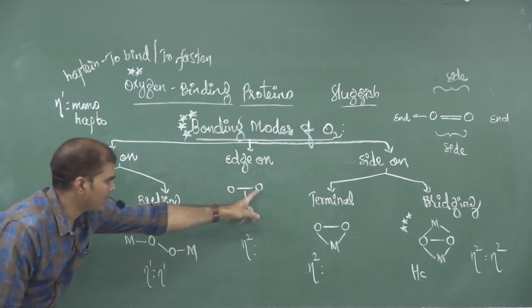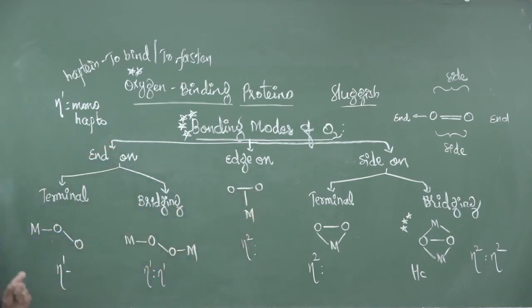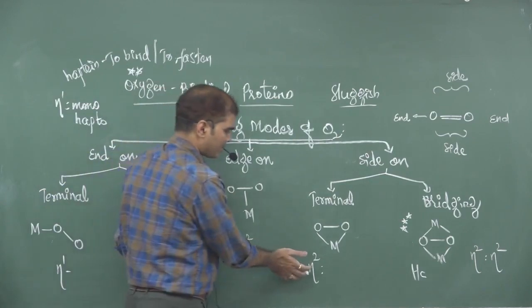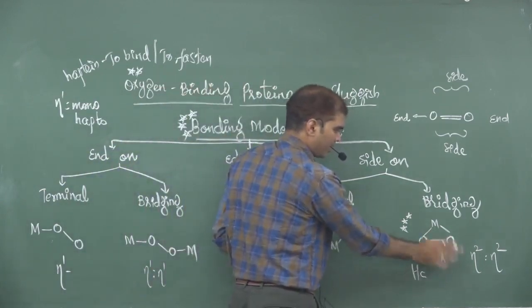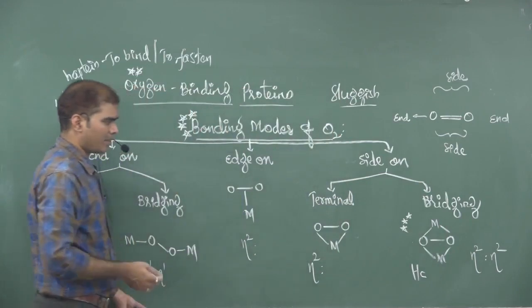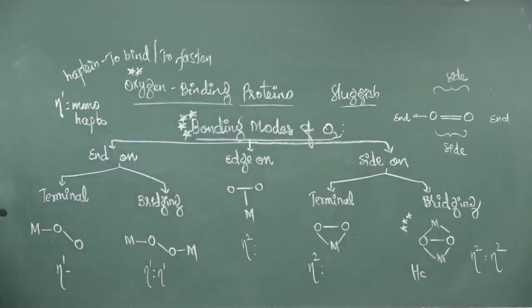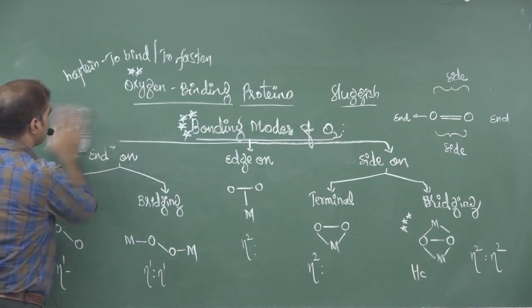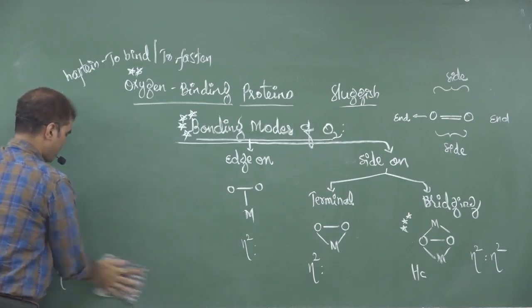In this case both oxygens are bound with the metal, but you call it an edge-on bonding mode. The bonding is very weak and very rarely do you find such a bonding. So eta 2. The next one is also eta 2, but it is strongly bound. This one is a little bit stronger. The last one is eta 2 and eta 2, where you can find it in hemocyanin. The best example is hemocyanin. Finished? End-on, edge-on and side-on, remember.